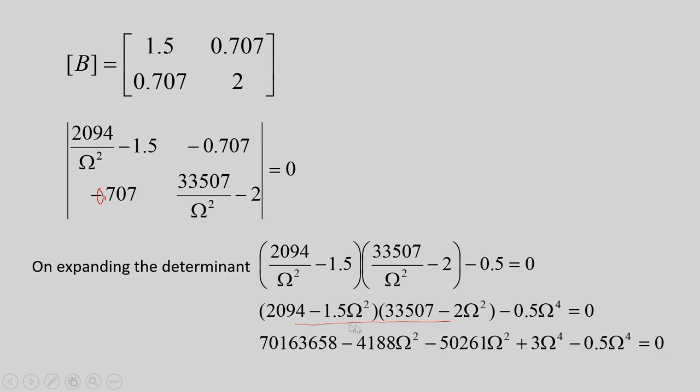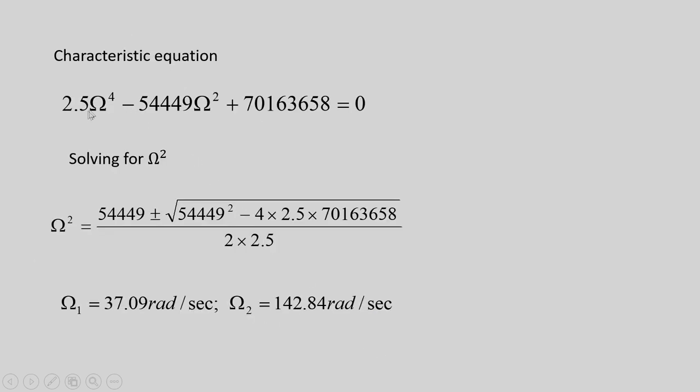This is simple algebra that you do here, and after that you will get a characteristic equation as this: 2.5ω⁴ − 54449ω² + 7016 3658 = 0. So if ω² is taken as a variable, it is a quadratic equation, so that can be solved by the standard formula. So the quadratic equation here is solved: ω² = [54449 ± √(54449² − 4 × 2.5 × 7016 3658)] / (2 × 2.5).